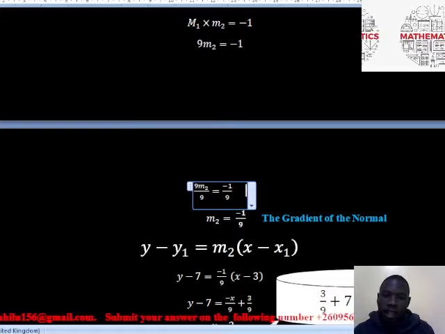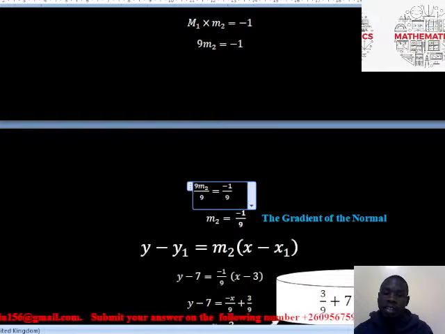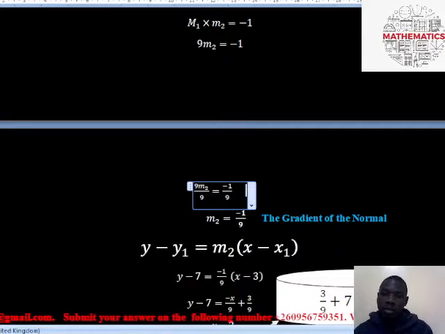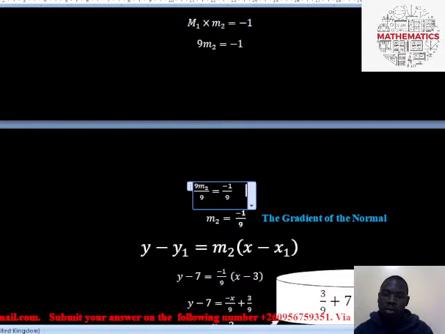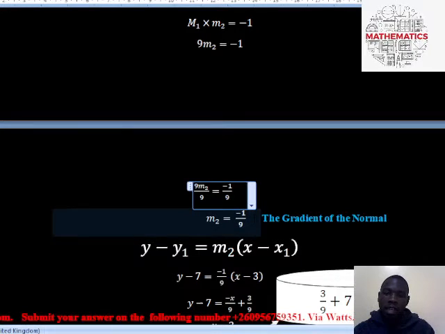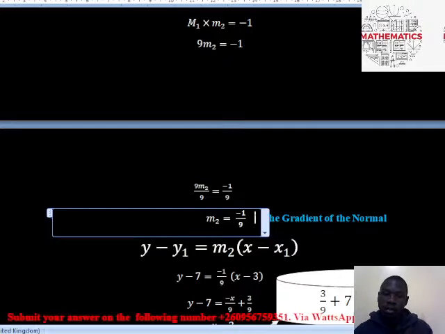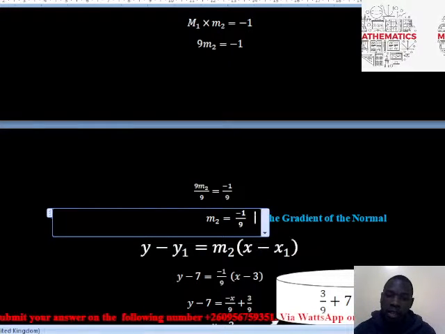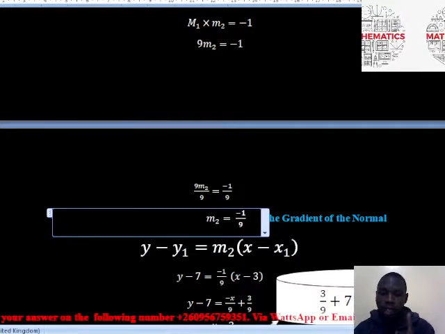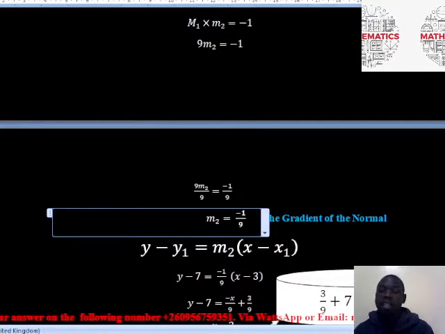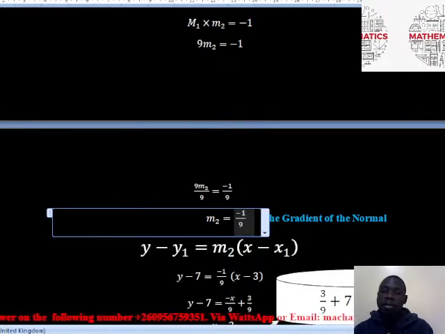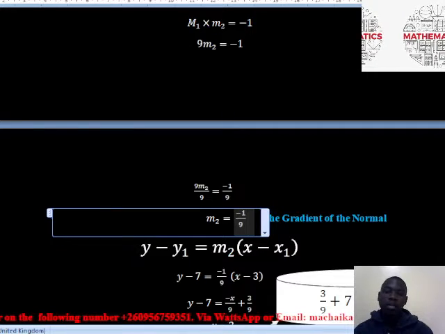So we divide throughout by 9 so that we make M2 the subject of the formula. So it will be 9M2 over 9 is equal to negative 1 over 9. So 9 and 9 will divide, meaning it will give us 1. 1 times M2 gives us M2 equals negative 1 over 9. Hence, negative 1 over 9 becomes our gradient of the normal.